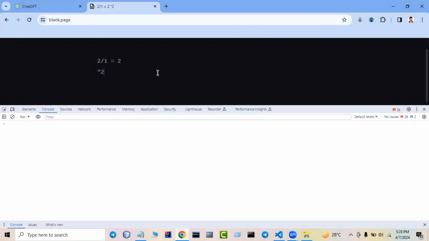But what if I ask you, what would you expect after I write the string representation of 2 divided by 1? If you come from a Java background, a C++ background, or a Python background, you might have told me this.